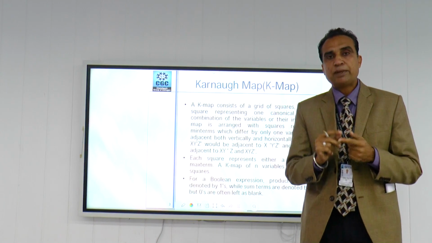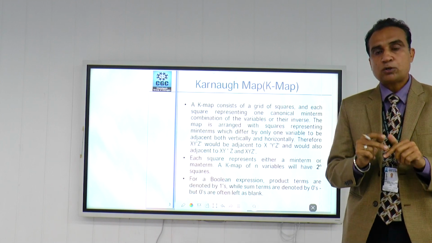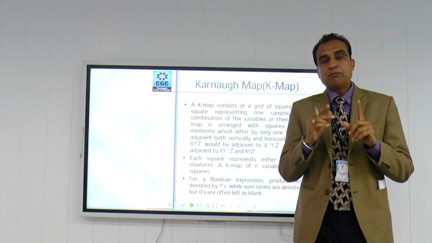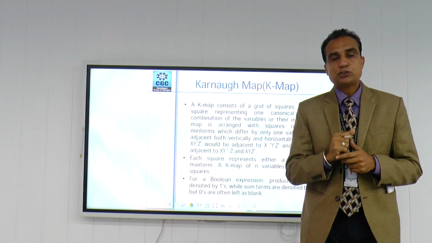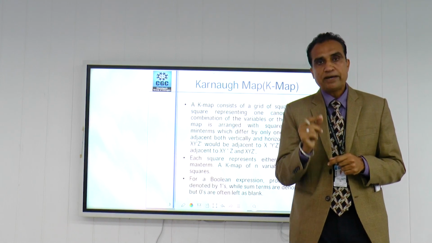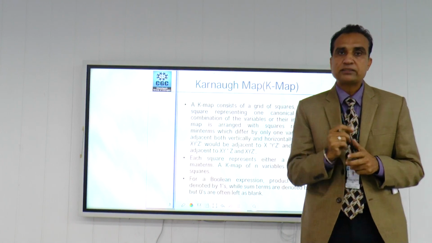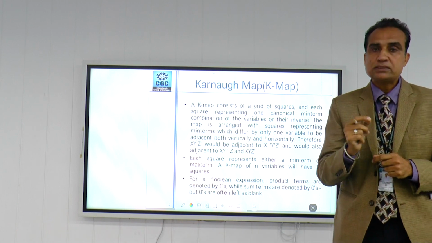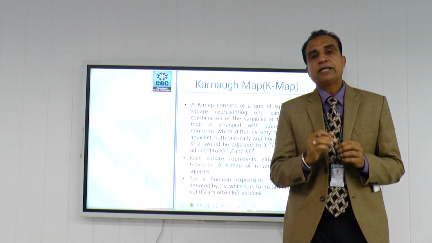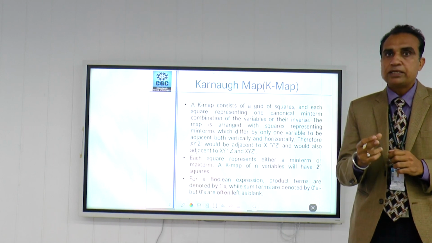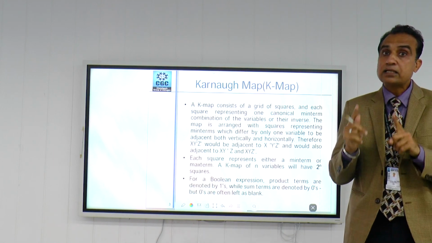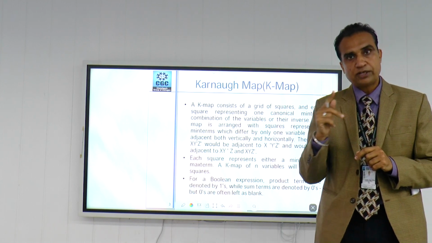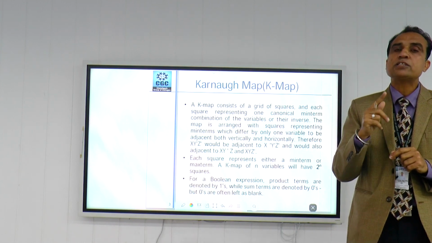Means in K map we use min terms or max terms. Where do we use min terms and where do we use max terms? Min terms are used in case of SOP. When we are going to solve the SOP equation, the sum of product equation, then we use the term min term. When we use the POS equation to solve, then we use the term max term. Then each square grid in a K map is used to represent a min term in case of SOP and a max term in case of POS.